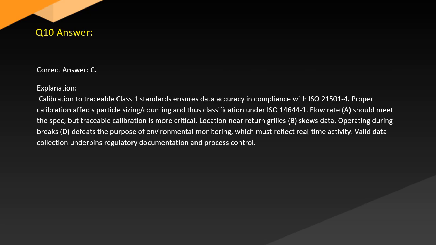Answer. Correct answer: C. Explanation. Calibration to traceable Class 1 standards ensures data accuracy and compliance with ISO 21501-4. Proper calibration affects particle sizing and counting, and thus classification under ISO 14644-1. Flow rate (A) should meet the spec, but traceable calibration is more critical. Location near return grills (B) skews data. Operating during breaks (D) defeats the purpose of environmental monitoring, which must reflect real-time activity. Valid data collection underpins regulatory documentation and process control.